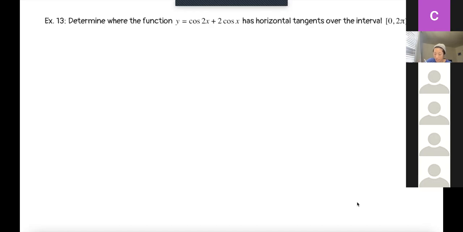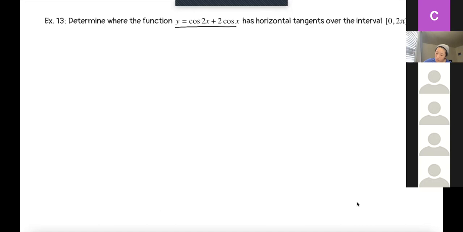So let's cap off today with example 13. Determine where the function y equals cosine 2x plus 2 cosine x has horizontal tangents over the interval 0 to 2 pi. Okay.